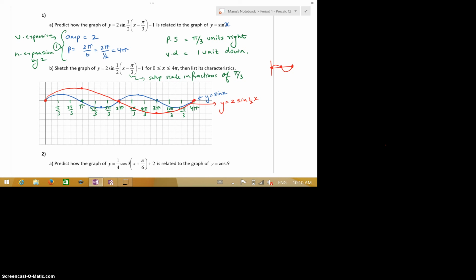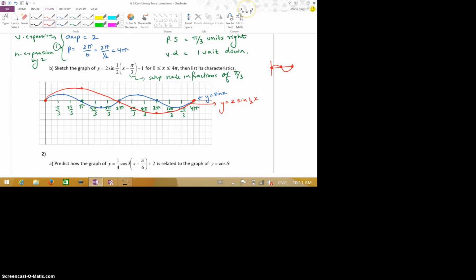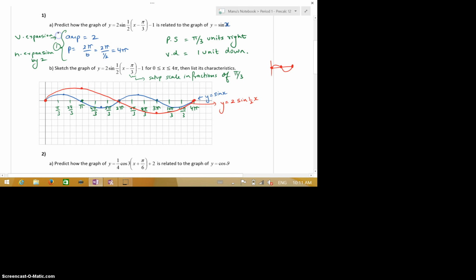The final thing I'm going to add, just like I did with transformations, is I'm going to go ahead and now add the translations, which is the vertical displacement and phase shift. I need to move this graph pi over 3 units to the right and 1 unit down. So I will use the color, let's see here, what color can I use? Blue, red we've already used. Let me use black this time. I want to move that graph pi over 3 units to the right and 1 unit down.